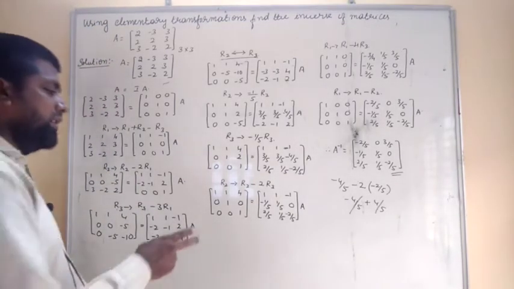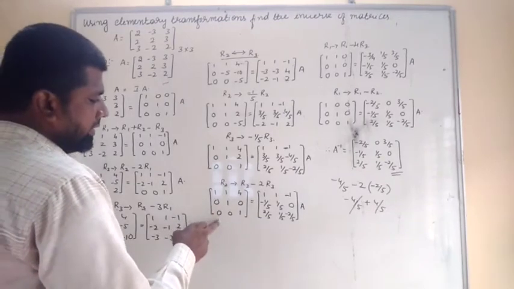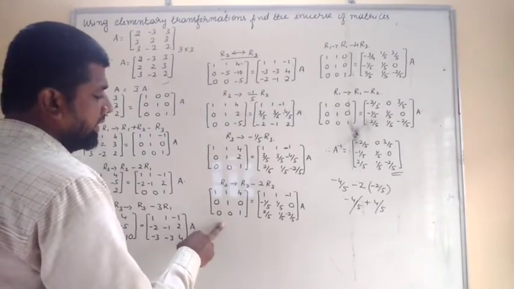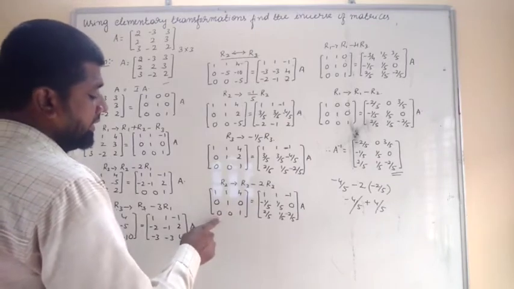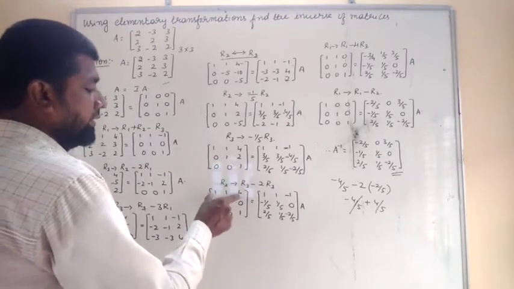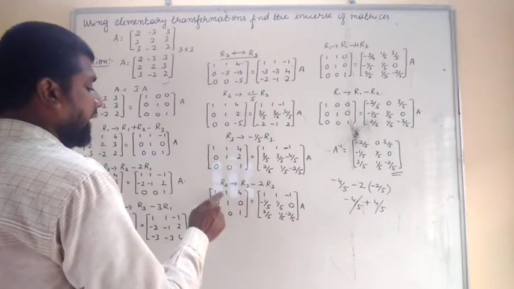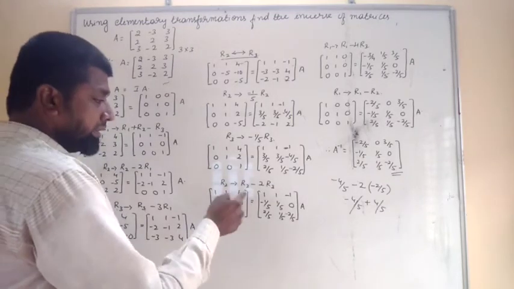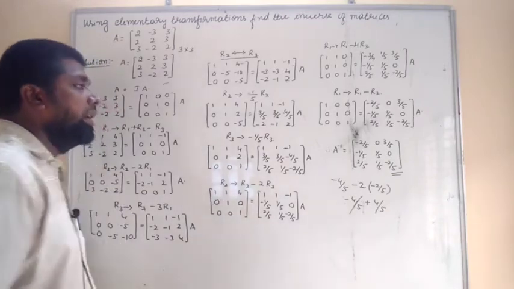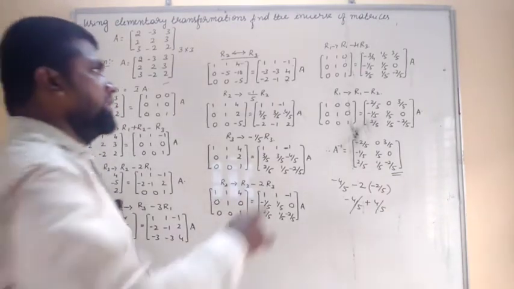So already, if you observe here, the second row is 0 1 0 and the third row is 0 0 1. Then you have to change only the first row. In the first row, the second element and the third element should be 0. So you have to change that one. So let us change that.